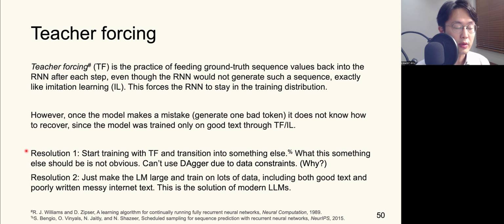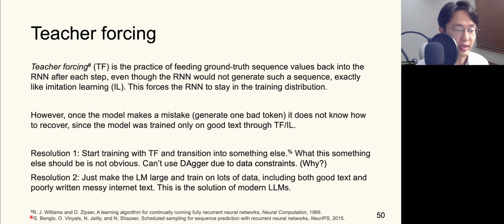One is to start the training of the RNN with teacher forcing, because initially a randomly initialized RNN is just going to generate gibberish, so you have to use teacher forcing. So you start with teacher forcing, and then as the training progresses, as the RNN becomes better, you transition into something else. If you want to read more about what this something else is, you can read this paper by Bengio et al., published in 2015. And this other thing is called scheduled sampling.